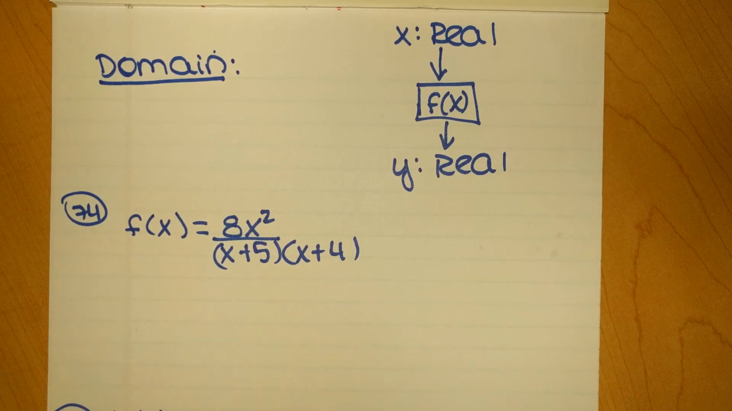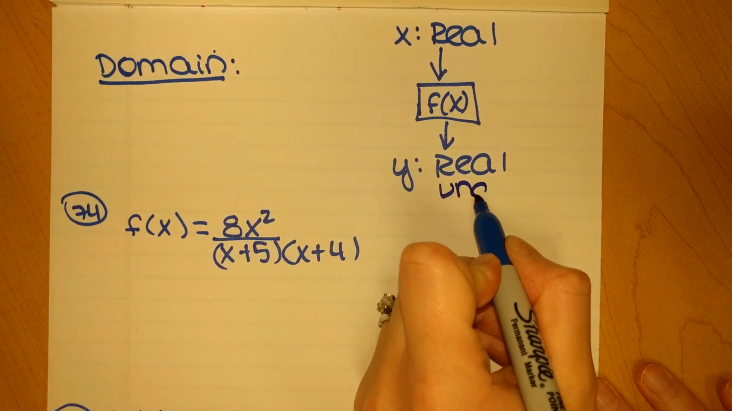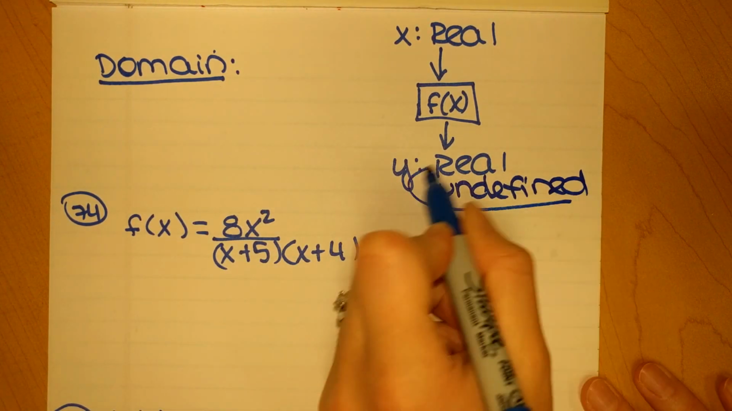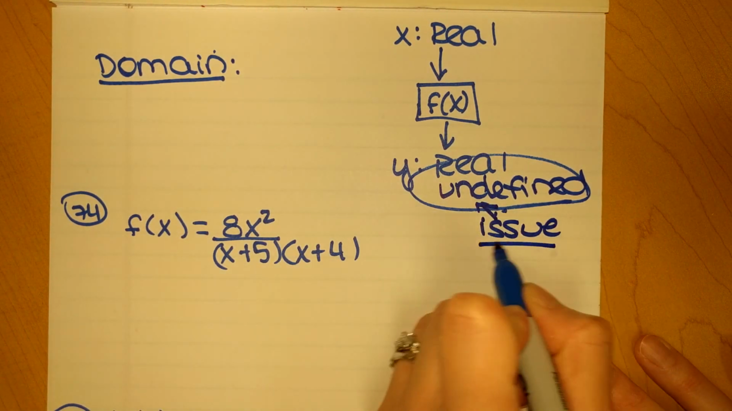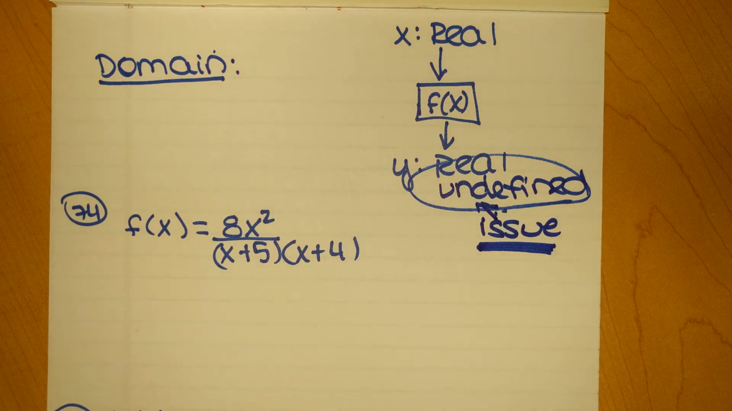So for questions about the domain, the thing to remember is that you want to put a real number in and you want to get a real number out. And if something is undefined, it is definitely not going to be real. So an undefined is a real issue. So we talked about this in chapter 2 about how you want to avoid denominators and square roots because those are not going to be real.